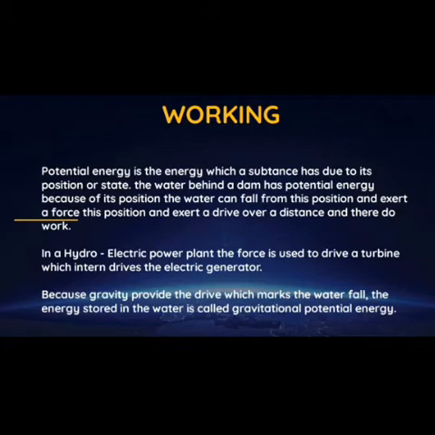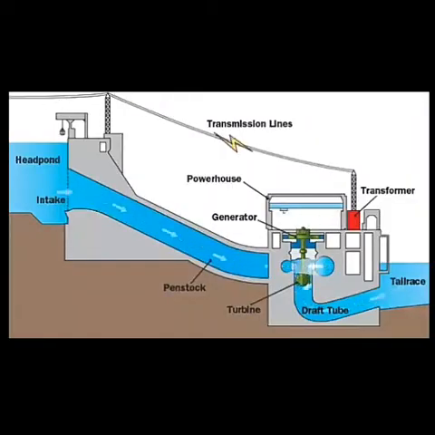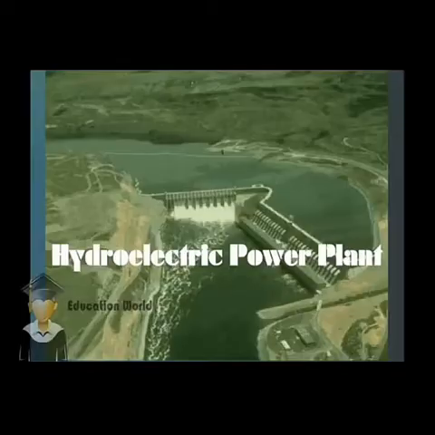In a hydroelectric power plant, the force is used to drive a turbine, which in turn drives the electric generator. Because gravity provides the drive which makes the waterfall, the energy stored in the water is called gravitational potential energy. And this is a layout of a hydroelectric power plant.